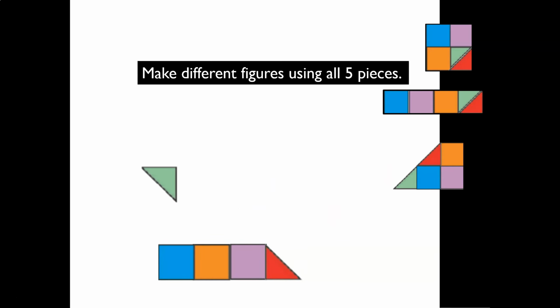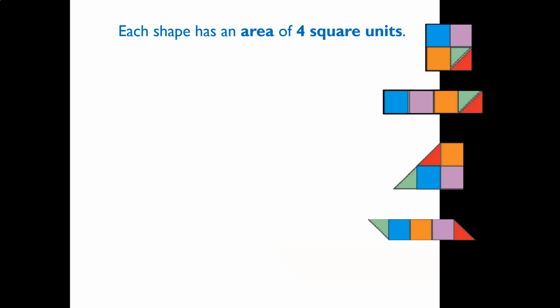I used all 5 pieces to make a different quadrilateral this time. I did not put the 2 right-angled triangles together to make a square, but you can see the area of this shape is 4 square units. I used all 5 pieces to make 4 different quadrilaterals. Each shape has an area of 4 square units. We counted the squares to find out how much surface each of the shapes filled.